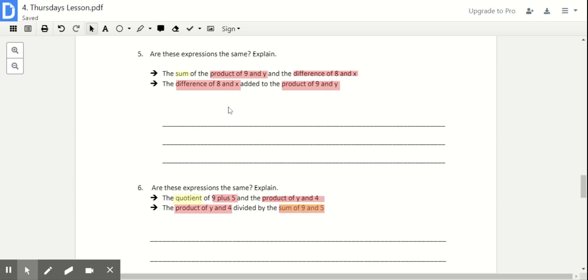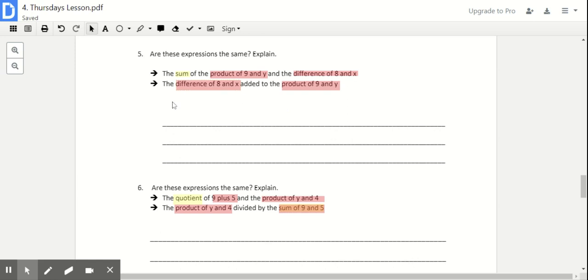All right. So I know my first group's phrase says, the sum of the product of 9 and y and the difference of 8 and x. Then in my second group, it says the difference of 8 and x added to the product of 9 and y. What do they have in common right here? Correct. The relationship between the two groups is that both are adding.